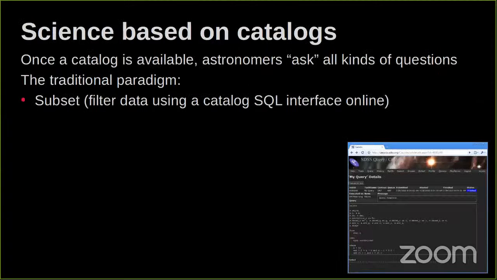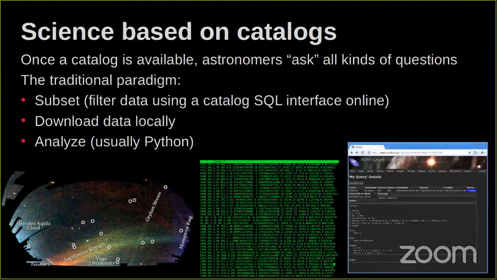But once you have it, then astronomers typically, I wonder if you also follow something similar, use some kind of interface to query or subset the data from such a database using something similar to SQL. For example, SDSS has a public web SQL interface you can use to filter the data, and you can obtain a subset of this data, download it locally, and then do your science analysis, probably in Python.